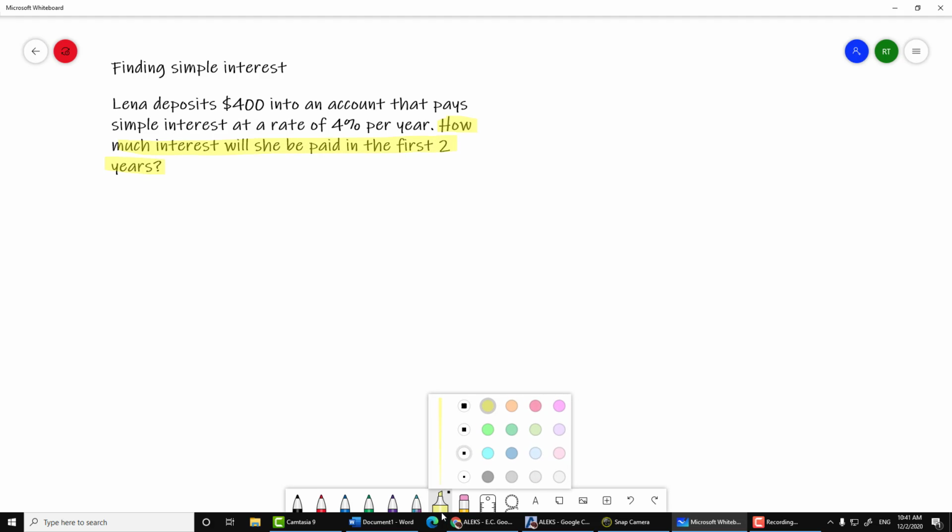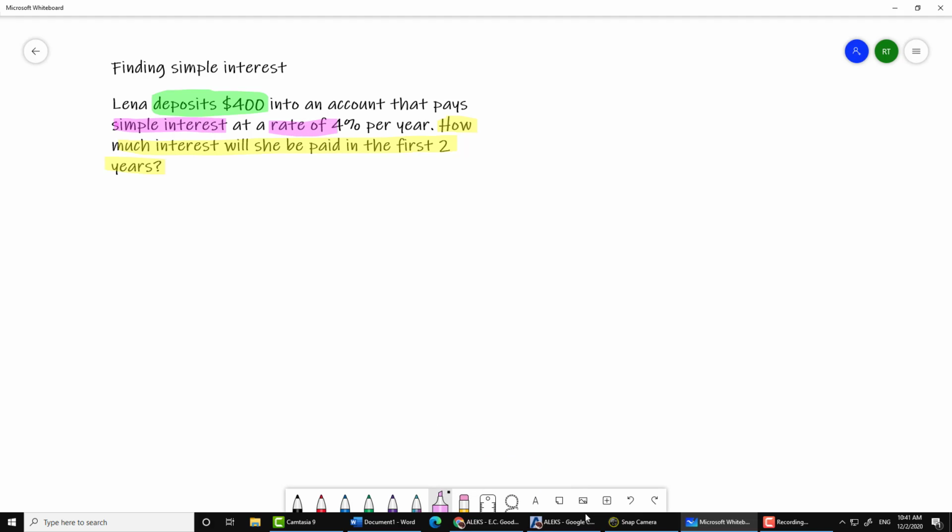We also know that she deposited $400. Actually, let me change the color of that. Let's put it in green. Deposited $400, and then we also know that it paid simple interest at a rate of 4% per year. So that's the rate of interest. And they want to know, after she invests for 2 years, how much interest she's going to earn.